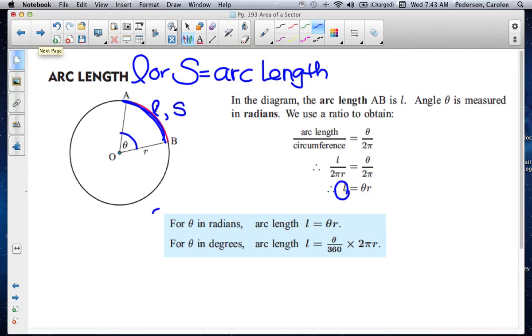There are two formulas. One is when you have radian measure to find the arc length: you take the central angle theta and multiply it times the radius. If you have it in degrees, then it is theta over 360 times 2 pi r. So go ahead and pause if you need to write down the blue box and the formulas.